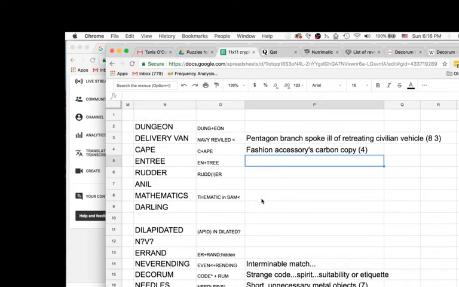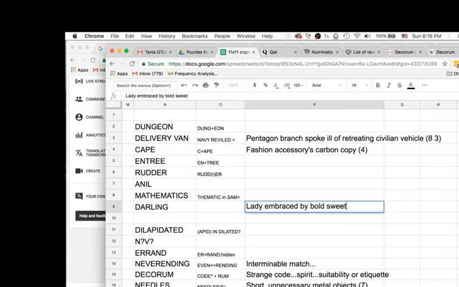Let's see. Darling. L in daring, maybe. So a darling is a sweetheart. So let's see. L can be lady. Lady embraced by bold. Sweetheart. Seven. I like that. So I took the L that lady can stand for and put it inside daring. All right.